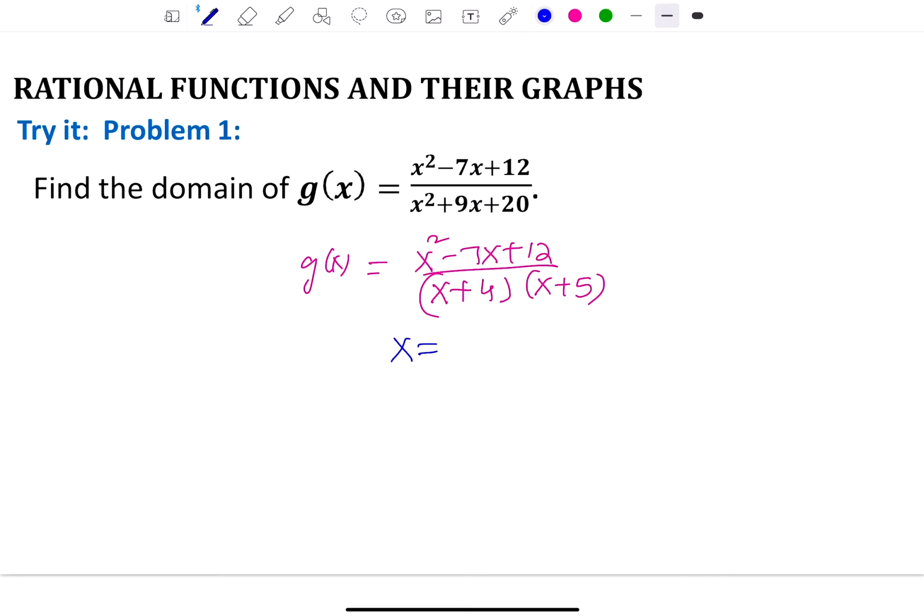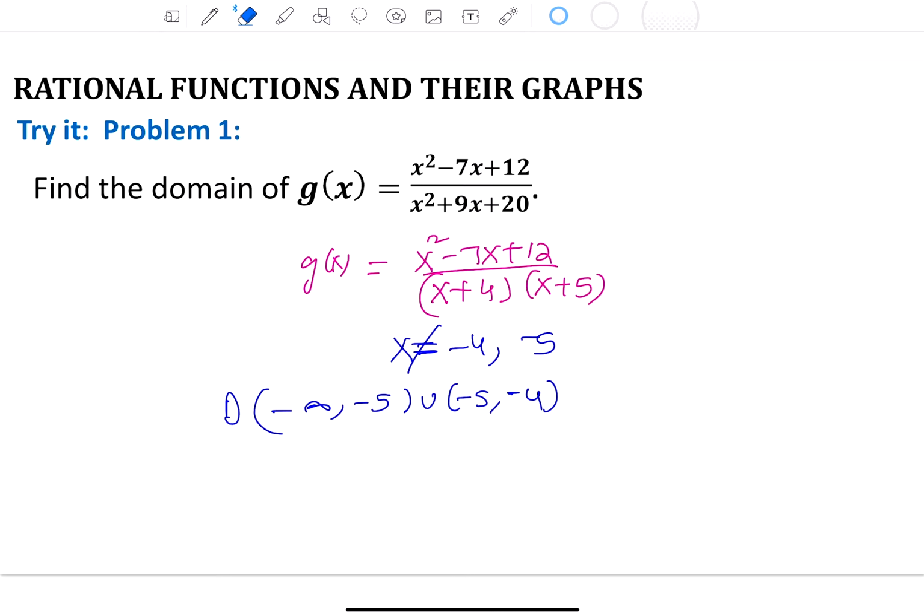Now, the two numbers that will make my denominator 0 are negative 4 and negative 5. Those are numbers that will be excluded from the domain. So the domain in this case is negative infinity to negative 5, union negative 5 to negative 4, union negative 4 to infinity. Other than negative 5 and negative 4, every other number is allowed and is in the domain of this function.